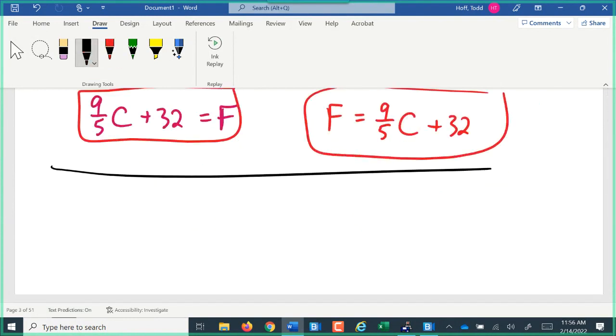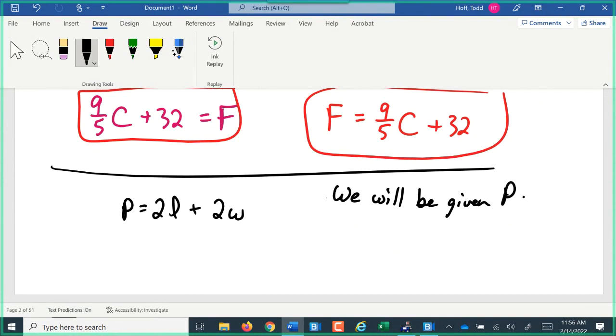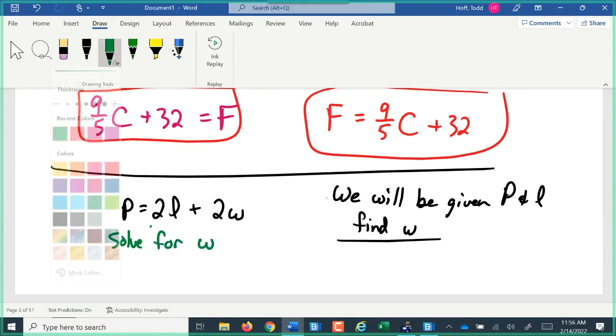We may have a formula like, well, let's go back to perimeter. Perimeter equals 2L plus 2W. And let's say we're in a situation where we will be given the perimeter and the length repeatedly, and we're going to be asked to find W. So what that means is I want to take this equation here and I want to solve it for W. I'm going to have to do that repeatedly.